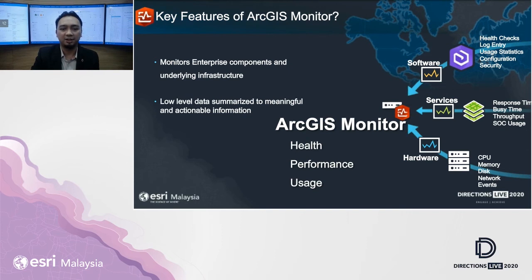Those indications are measured by a series of information collected from the software level, that is the ArcGIS service level or the map services level within ArcGIS itself, and from the hardware level of your ArcGIS components. So it will simplify all that information, automatically analyze it, and present to you the health, performance, and usage reports.